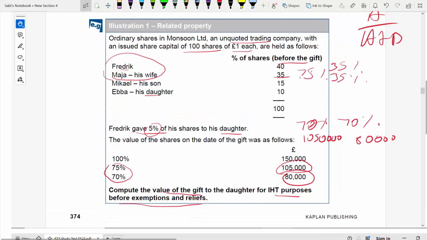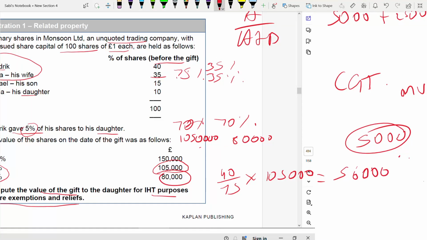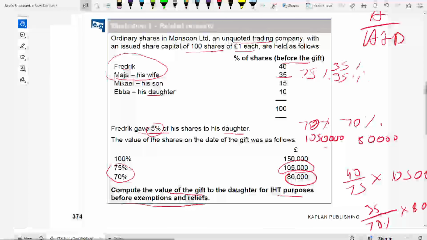So what is the way? The donor is Frederick. So A, before, Frederick was having 40% out of 75, into what is the value? 105,000. 56,000. After giving 5%, Frederick is having 35. 35 plus 35, so 70%, into 80,000. 40,000. So 16,000. 16,000 is the transfer of value. Done. You see, this is very easy. The transfer of value is very easy once you understood.